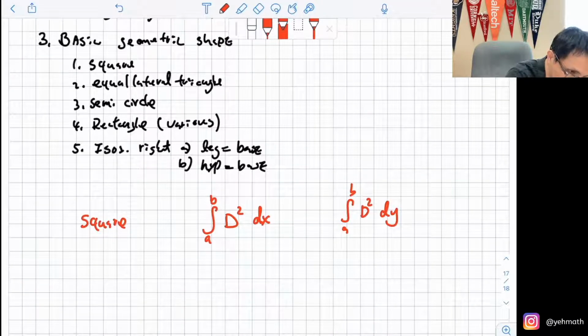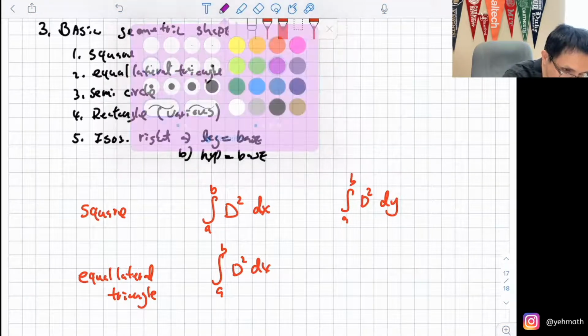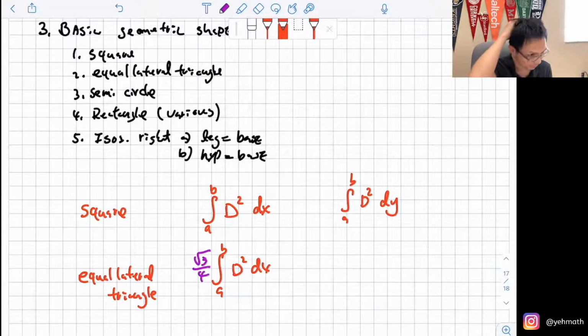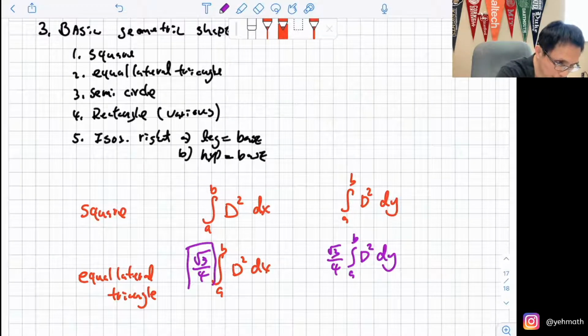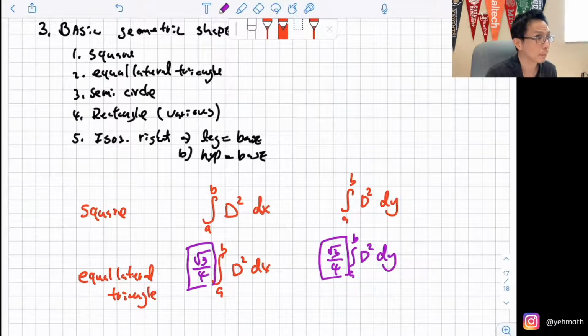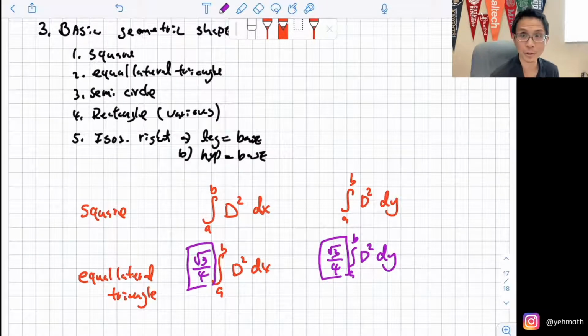The next shape is the equilateral triangle. It's going to be the integration of d squared dx between a and b, and then the only difference is a square root 3 over 4. It's an equilateral triangle. Actually, that's the formula to find the area of an equilateral triangle: square root 3 over 4 times side squared. So d squared dy. You just remember the coefficients. This is the coefficient for an equilateral triangle. I'm going to talk about why it's square root 3 over 4 in a second, but I don't have time. I just want to make sure I finish all of them, so right now just memorize it.